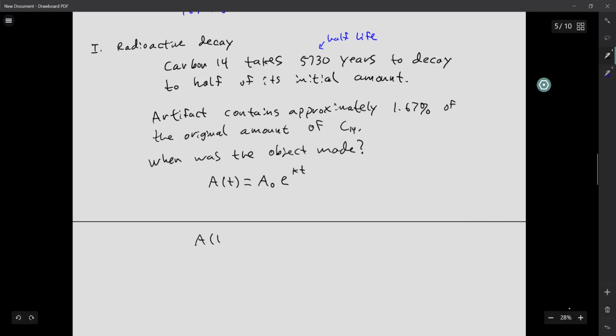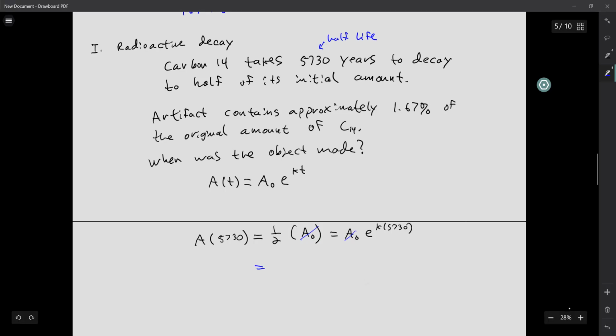We know that A of 5,730 is equal to 1/2 of A0. That A0 is the initial amount. But this is also equal to, with the function, A sub 0 e to the k times 5,730. And then what happens pretty much all the time with these problems is the initial amount always cancels. So it's not important that we know what the initial amount actually was.